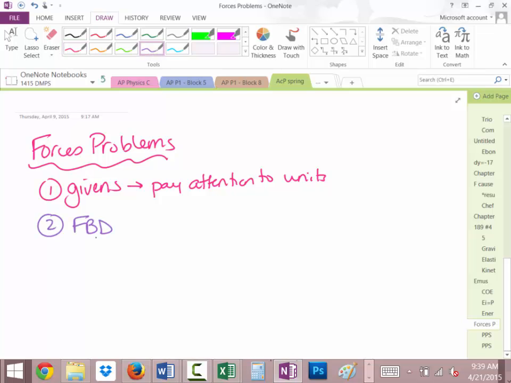When you draw a free body diagram, what are you drawing? You're drawing the object and what else? Emma? The forces. What forces? Acting. Yeah. The forces that are acting on that one object, right? And that's really important. So it's one object and the forces.